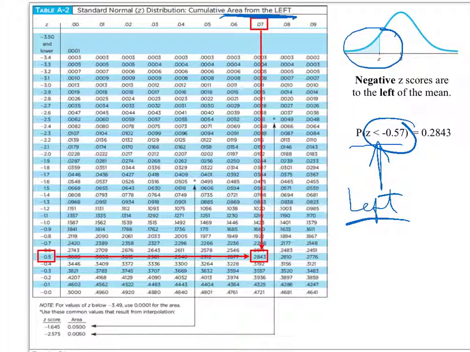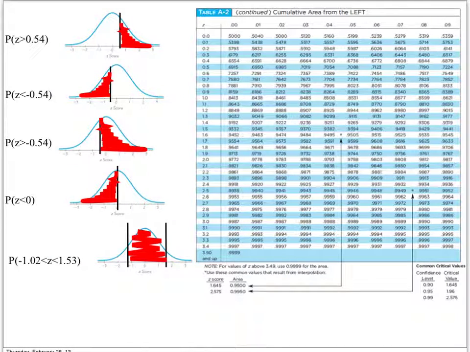So we can look up this number in the table, negative 0.57, which is negative 0.5, and then up here you have the 0.07. And so negative 0.5 plus 0.07 gives me 0.57. So there's my negative 0.57. And I see that that probability is 0.2843. Well, that's how you find that probability. Now, let's look at a few and see how we can make some sense out of these numbers.